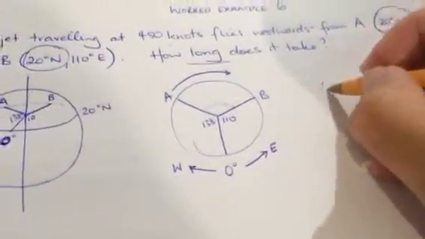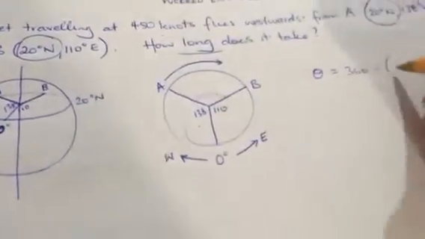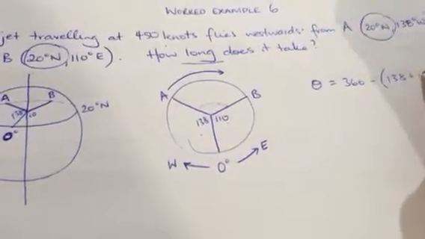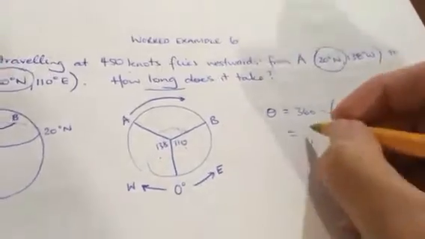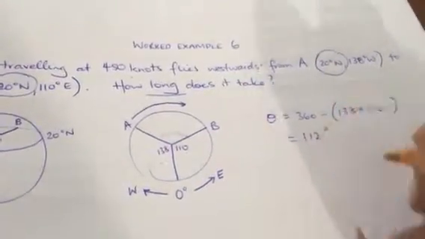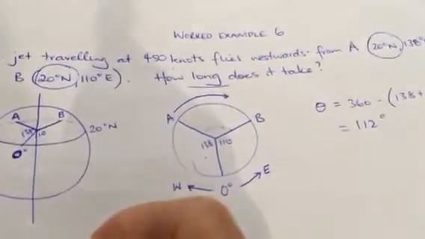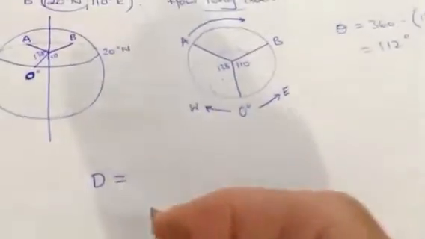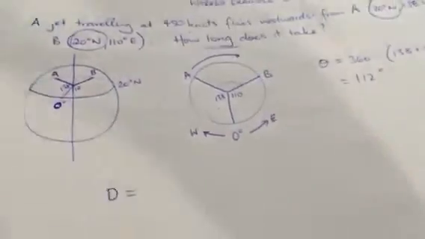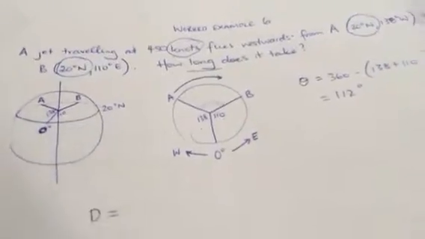Let's start with that. The angle is going to be equal to 360 degrees take away these two angles, 138 plus 110. So 360 take 248 is 112 degrees. So it's travelling 112 degrees. We're on a parallel of latitude, so we have to use our distance formula. That's slightly different. The question has knots, and knots links to nautical miles, so I need distance in nautical miles.